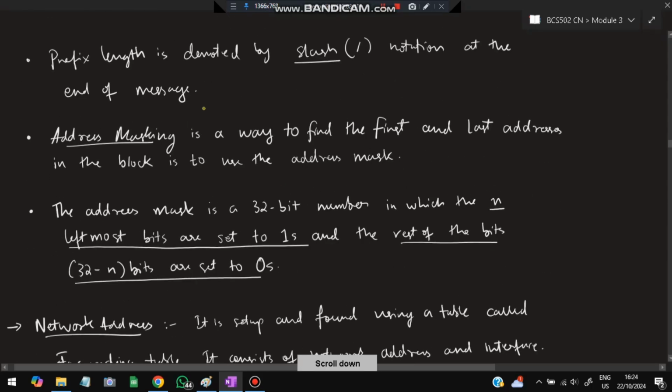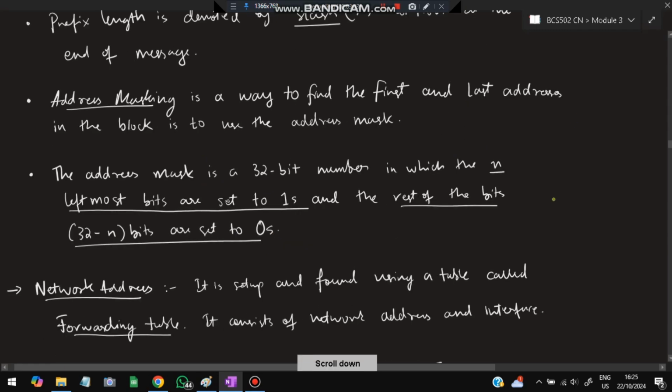Okay, and another concept which we use here is the address masking. It is the way to find first and last address. What do you do by address masking? You find the first and last address. How do we do that? We use a 32-bit number in which the leftmost bits are ones and the rest bits are zeros. By using this one, we can easily find the first and the last address. There is an algorithm behind that, so we need not dive deep into it. Just knowing this is sufficient for us.